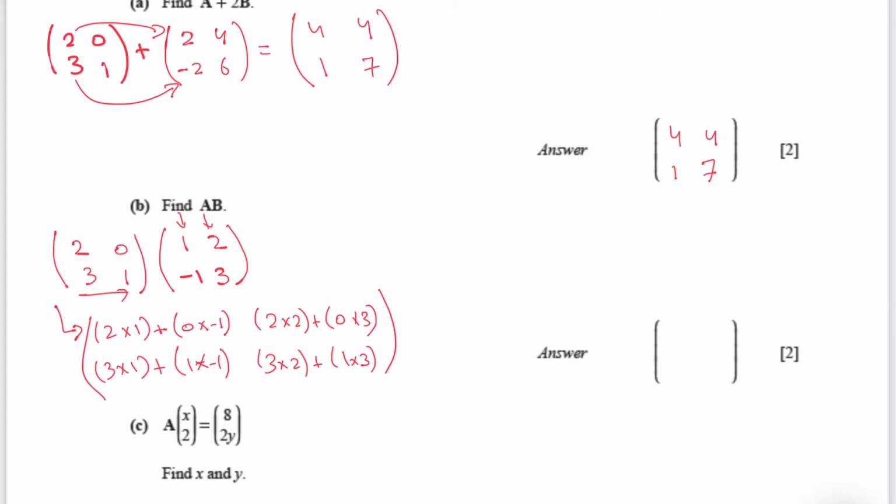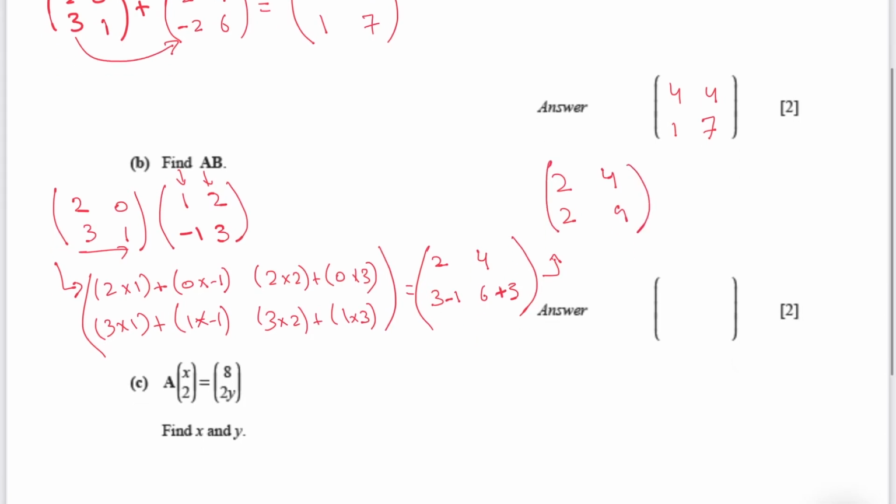Okay, let's see what we get. Let's first multiply all these numbers and write them over here. 2 times 1 is 2, of course, plus 0 is 2. 2 times 2 is 4, plus 0 is, of course, 4. So you write 4 over here. 3 times 1 is 3, minus 1. And then the last one is 3 times 2 is 6, plus 3. So your final matrix becomes 2, 4, 2, and 9. That's your final answer. So you write it over here, 2, 4, 2, and 9.